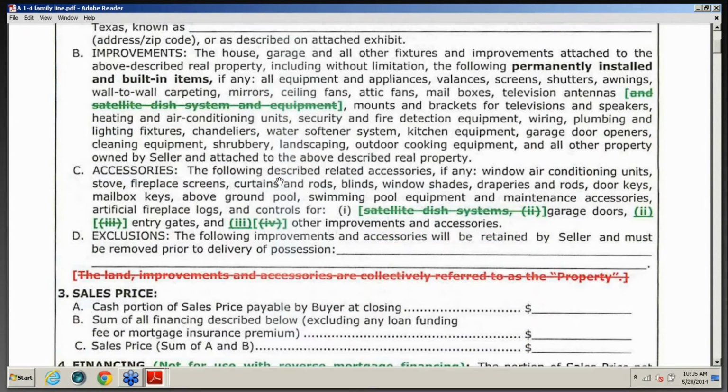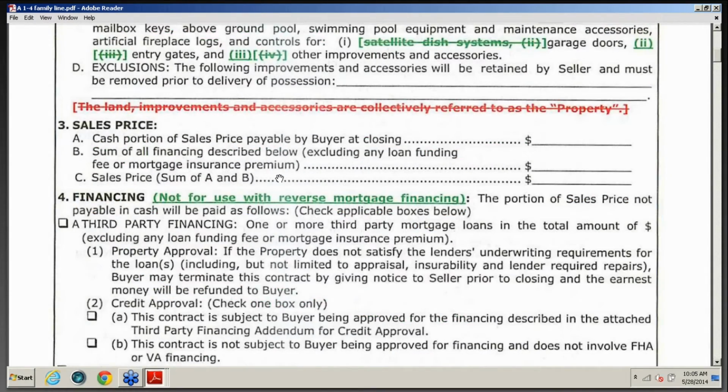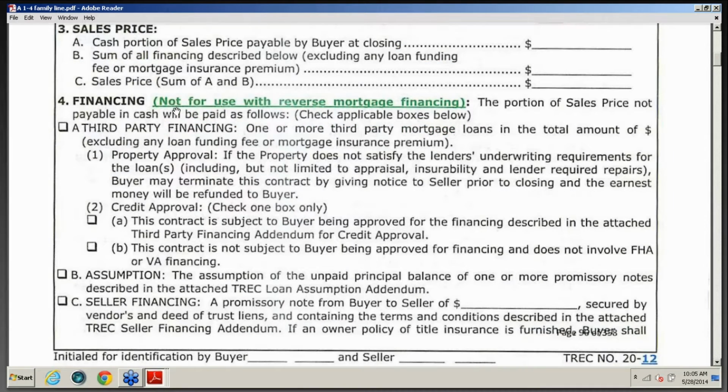The other change was with the financing, paragraph 4. If you'll notice, we have not for use with residential mortgage financing, and we are going to talk about the reverse mortgage financing addendums at the end of the presentation.